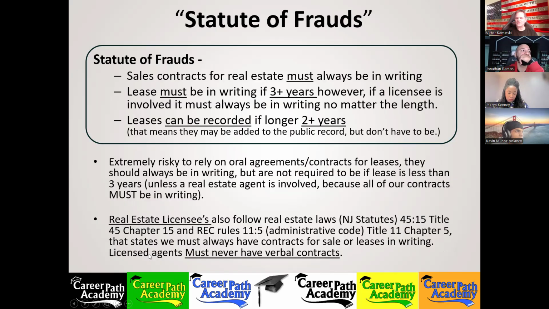It states that we as real estate licensees must never have verbal contracts. The only time they allow it is for a listing agreement, but we need to follow up with getting it in writing in 5 days.